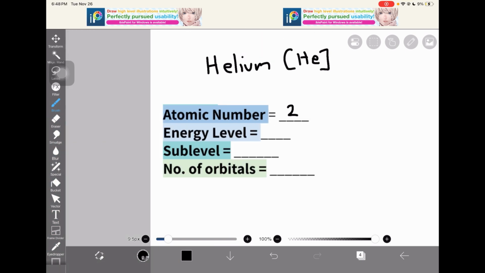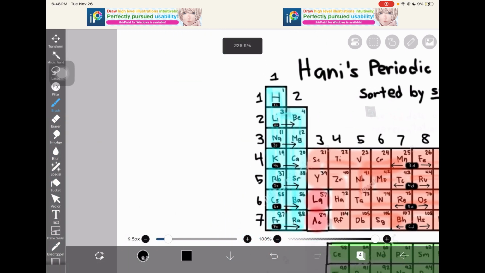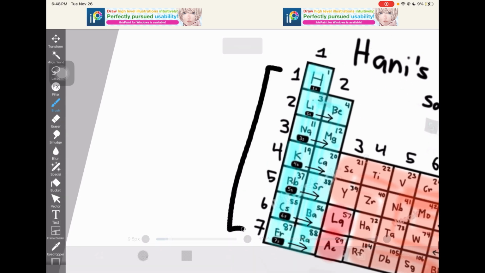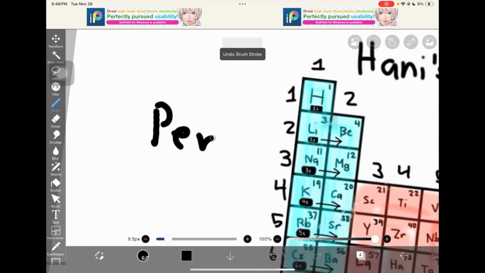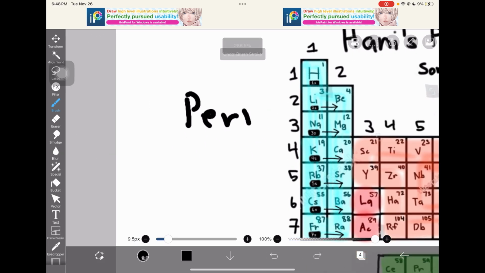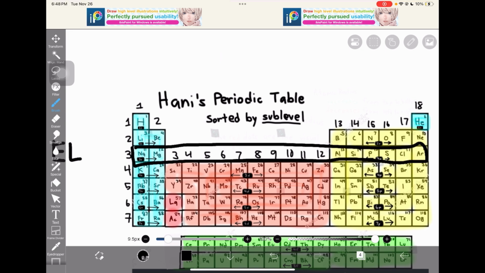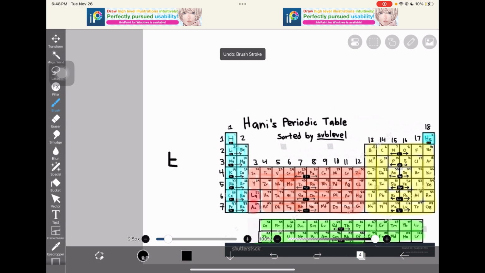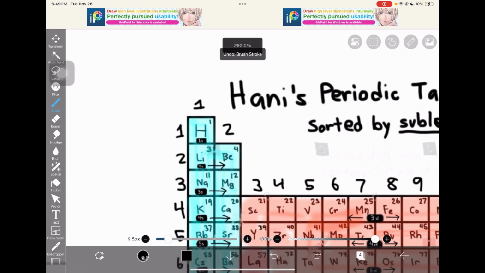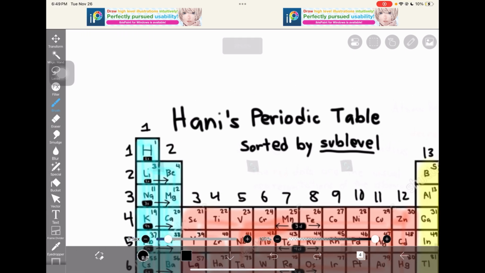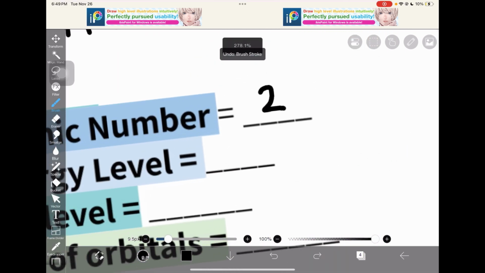Next, how do we know an energy level? Well, these numbers from 1 to 7 called periods are actually indicative of their energy level. So these 2 elements over here are in the first energy level. These ones are at the second. These ones are at the third, and so on and so forth. So the period is the energy level as well. But make sure to count the ones above it. But since this is in the first energy level, it's obviously only going to be first energy level. For now, it's 1.